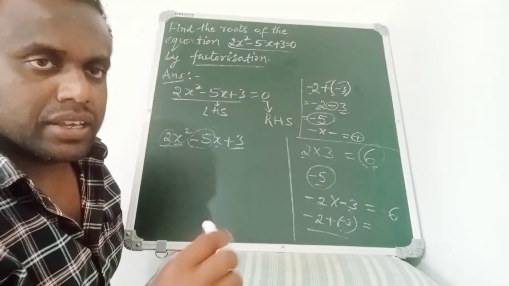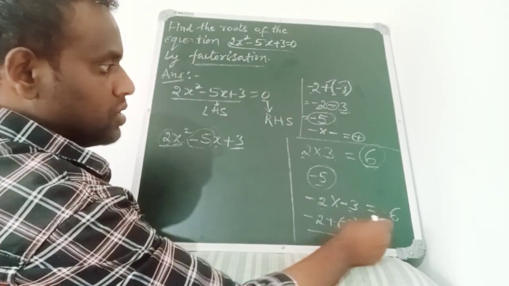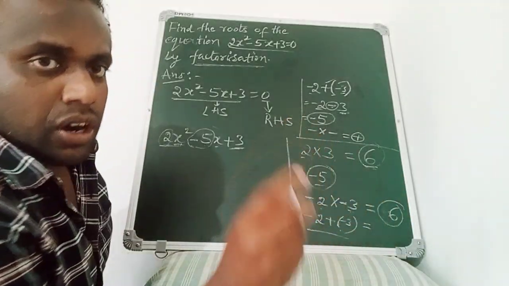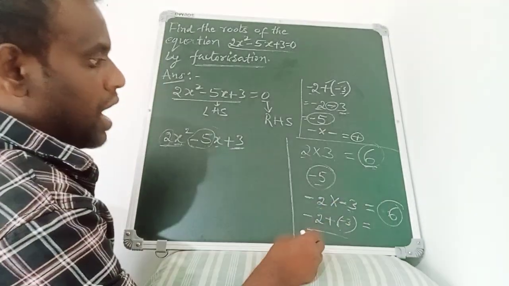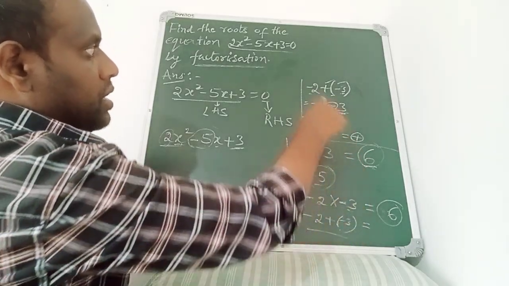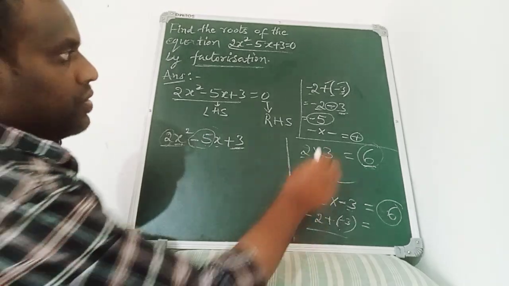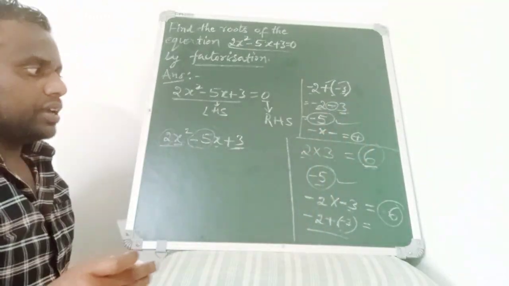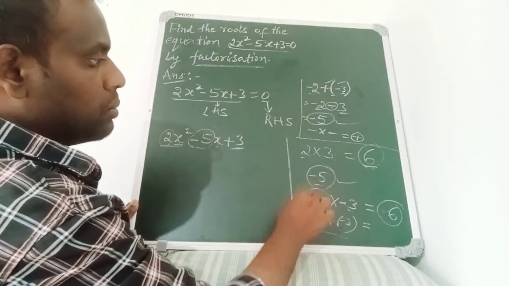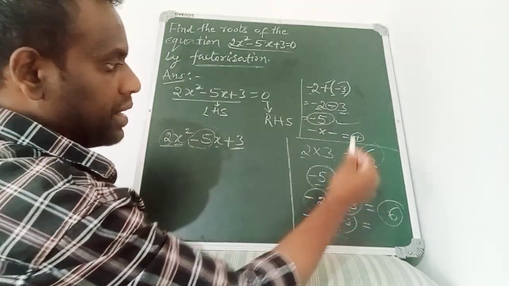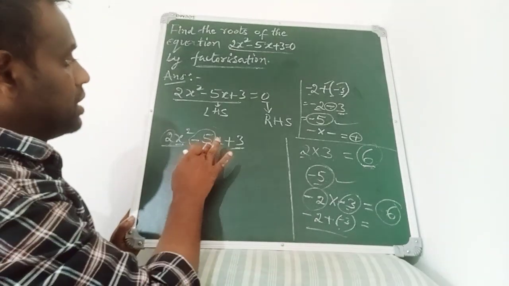As I said, if you select two numbers, when you multiply those two numbers, we should get this 6. And when you add this minus 2 and minus 3, we should get minus 5, this minus 5 I said. So we got minus 5. Now we have to use these two numbers, minus 2 and minus 3, for what? To rewrite the middle term.